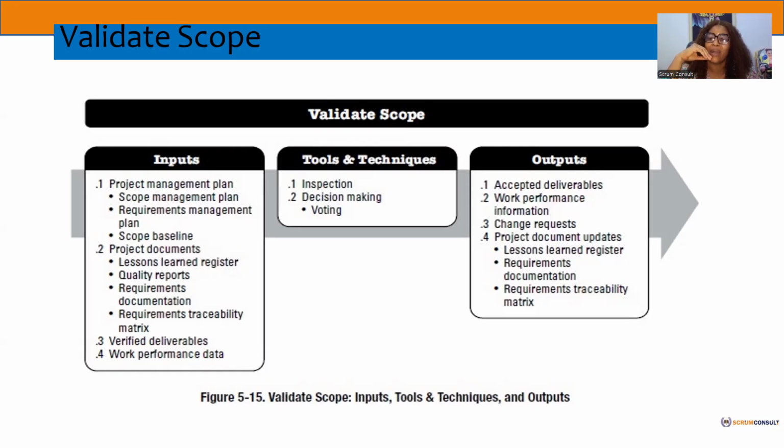In some cases, are we above budget? Are we below budget? Are we behind schedule? Are we ahead of schedule? Do we need adjustments? Do we need recommendations to adjust, or feedback from the stakeholders? That's where your work performance information comes in. And if there's any need for change, please do your normal, we call it formal change control procedures.